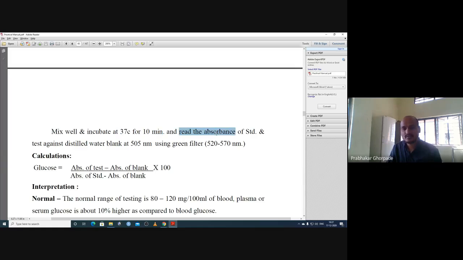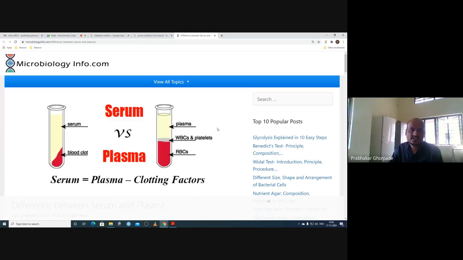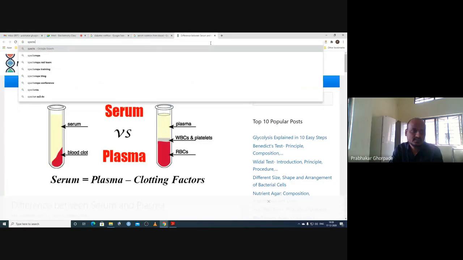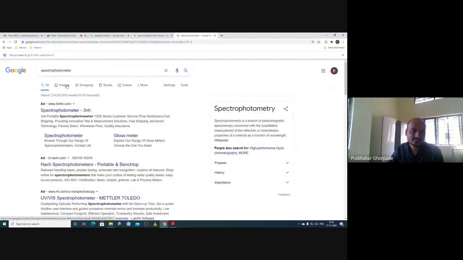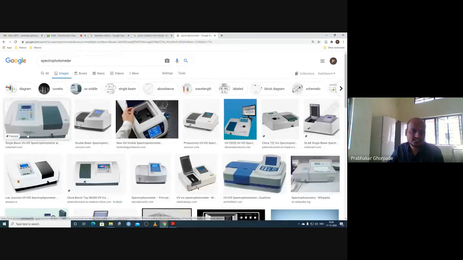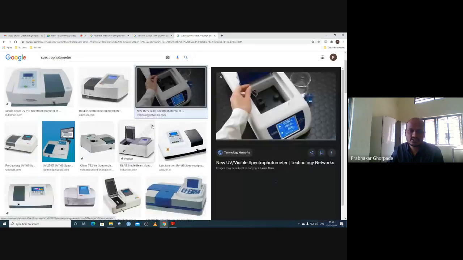Then we have to read the absorption of the standard and the test against the distilled water blank at 505 nanometer using the green filter. So we are using 505 as a green filter. Which equipment are we using for getting the optical density reading? We are using the spectrophotometer. So this one is the spectrophotometer. This is the equipment.